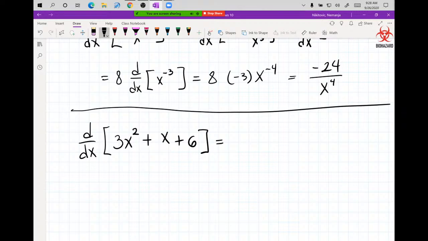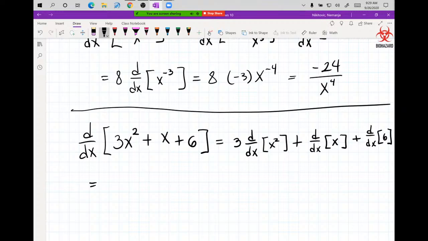Now I am going to write the steps in between. Obviously going to 6x plus 1 is exactly what we need later on, but now that we need to learn how this actually works, I'm going to say, okay, we have 3 and then the derivative of x squared, plus the derivative of x, and then plus the derivative of 6.